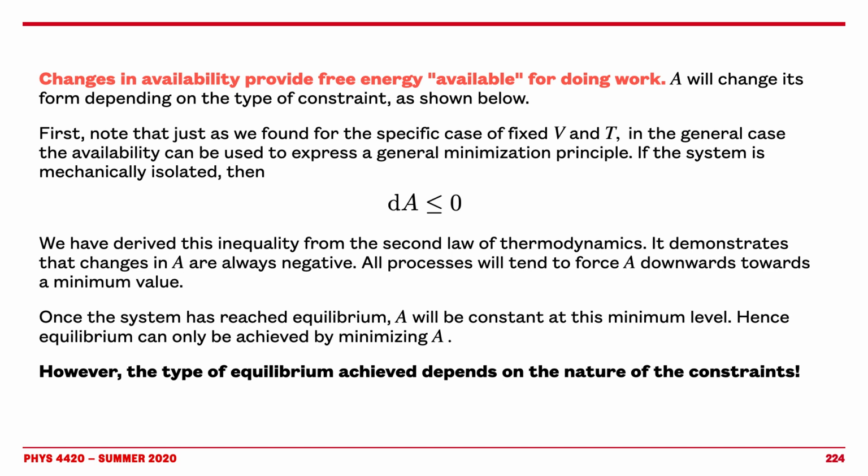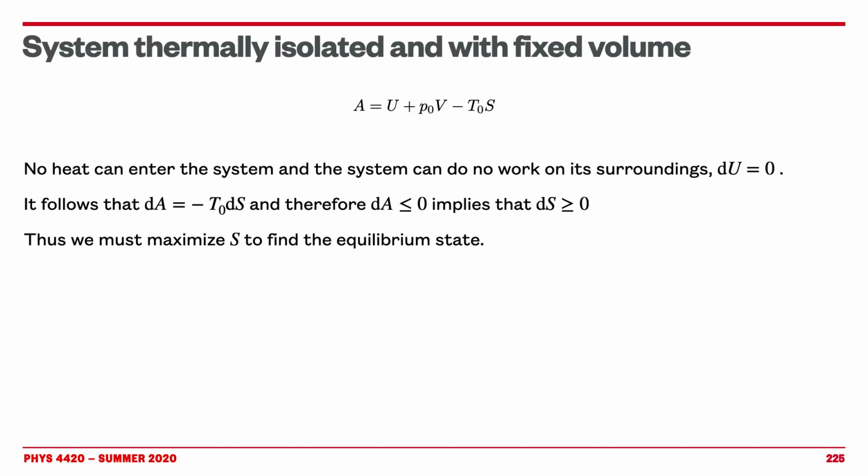So let's say a little bit more about the constraint. We just introduced a function A, which I'm going to reintroduce at the top of this slide here. And so let's go back to see what we mean by the consequences of imposing a constraint on the change in availability. Suppose that you have a thermally isolated system at fixed volume. Well, you already know what it means. A thermally isolated system with fixed volume means that the internal energy change will be equal to 0, since no heat can come in and out, and the system can't do any work on the outside. So dU has to be equal to 0 in all generality.